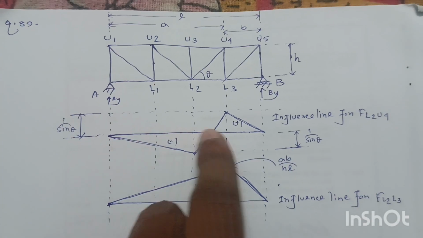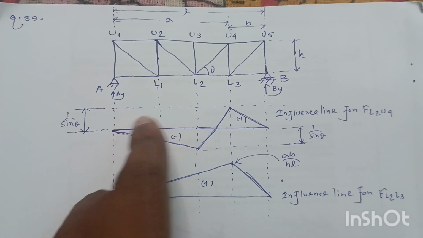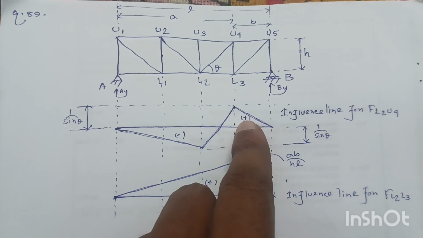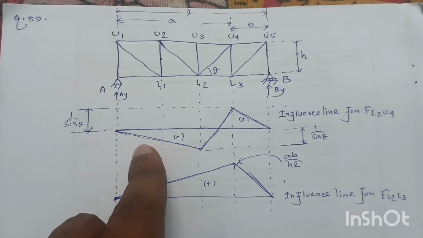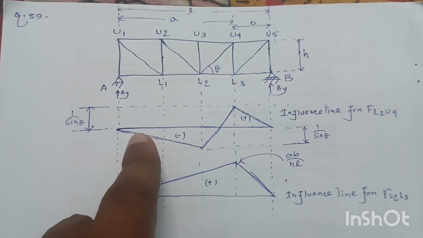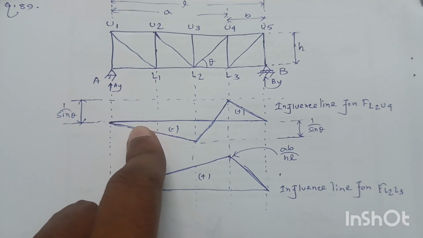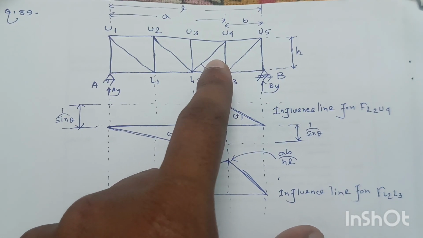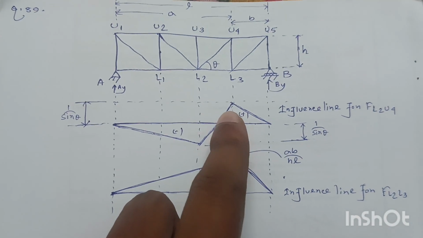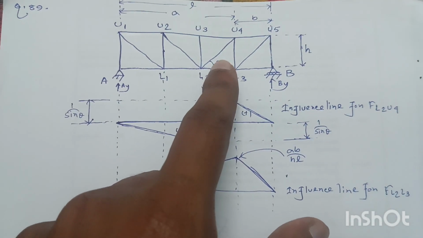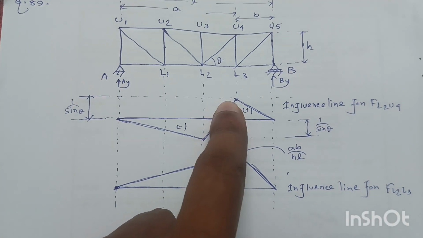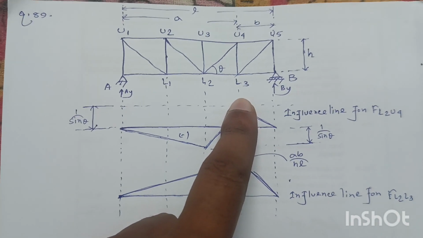So this is the baseline. Above this baseline, the graph is positive, which means the member is in tension, and below this line the member is in compression. So for the panel containing the member L2U4, the shear force influence line diagram is drawn to get the stress in the web member L2U4. So statement 1 is correct.